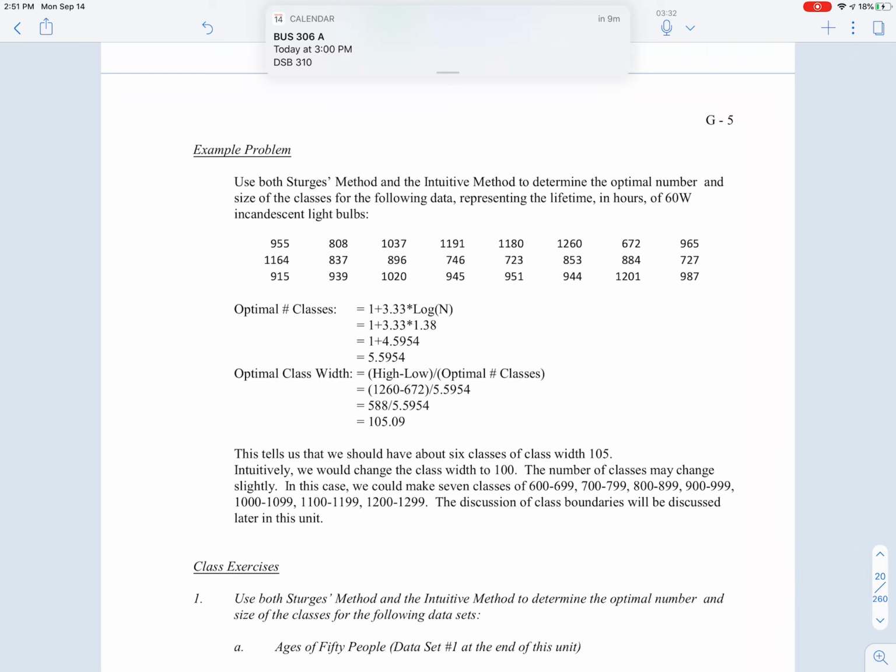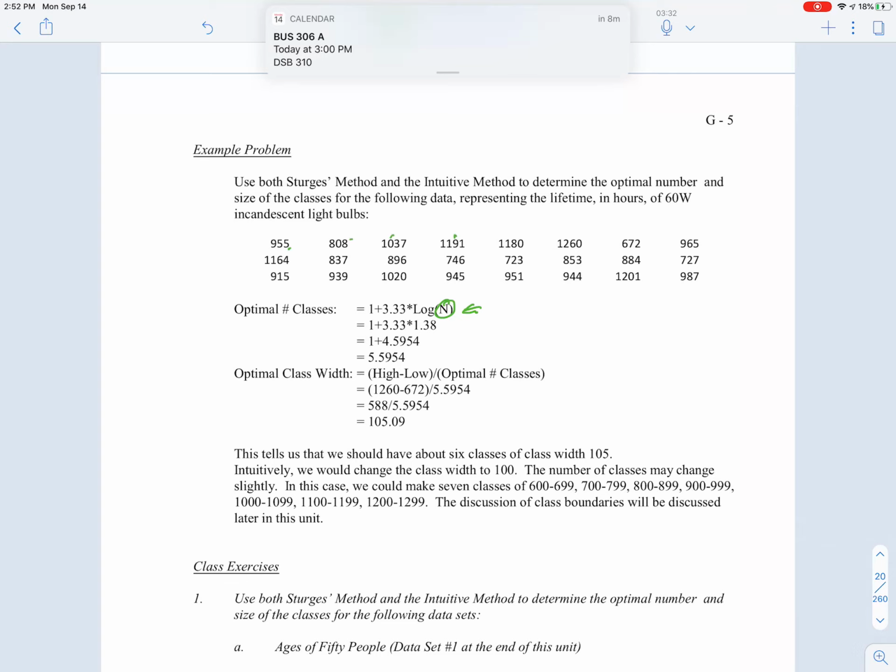So using both Sturge's method and the intuitive method to determine the optimal number and size of the classes for the following data, representing the lifetime in hours of 60-watt incandescent light bulbs. Oof, that looks like quite the thing here. So we take a look at that and we say, well, the optimal number of classes is found by this formula right here. So we just have to figure out what n is. And so we count these up.